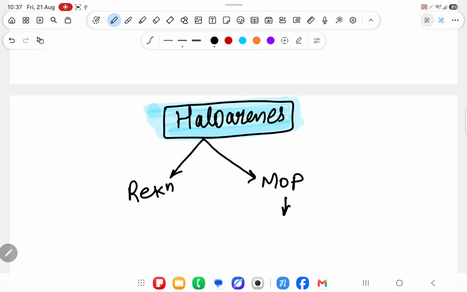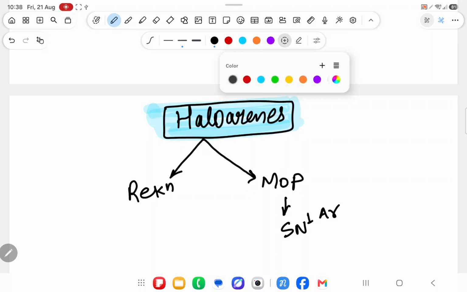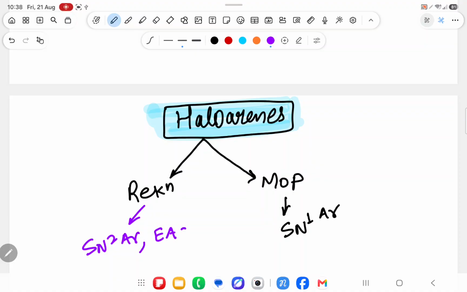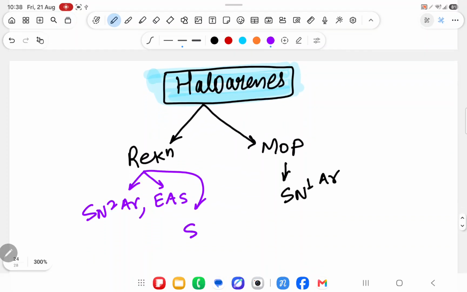Method of preparation will follow SN1 aromatic, and I have taught lots of mechanisms. Reactions will follow SN2 aromatic and electrophilic aromatic substitution. Remember? There is also SNEA, but this is not in our syllabus, so I will not teach that. So this topic and haloarenes will also be compulsory.